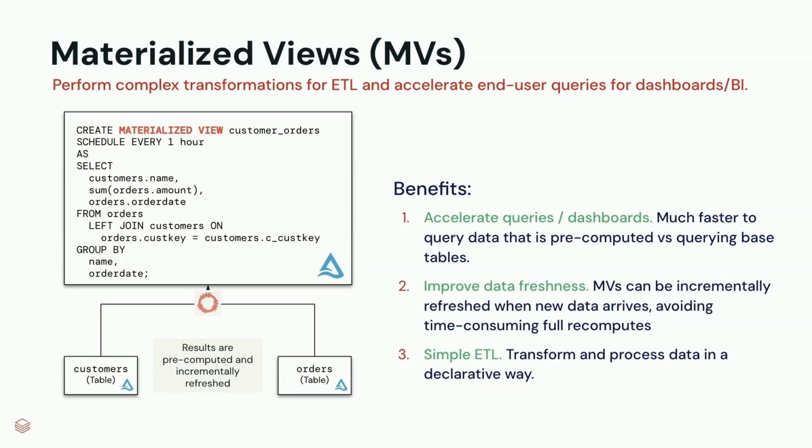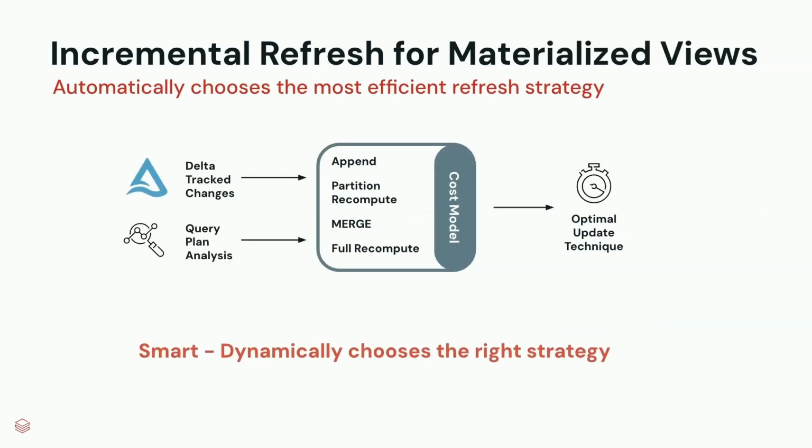The second benefit is simplified ETL. Instead of writing imperative transformation logic, you can write declarative SQL, and the system will automatically handle the rest, including incremental refreshes. So this example here shows a typical pattern. You can join orders with customers, do aggregations by date, and then in a traditional system, you typically have to write your own hand logic to maintain this incrementally. But here, you can just declare what you want with create materialized view and add a schedule, and the system will figure out how to keep this up to date incrementally automatically.